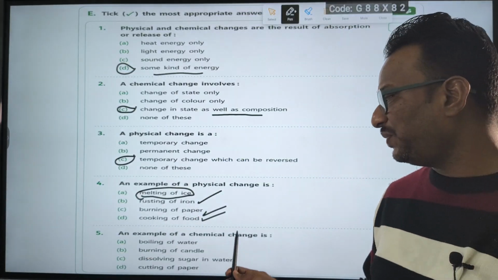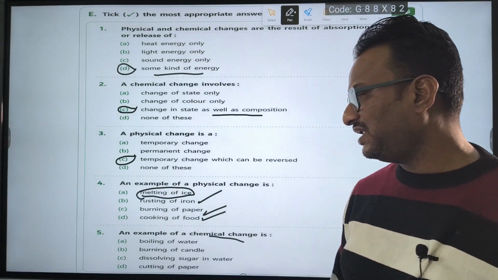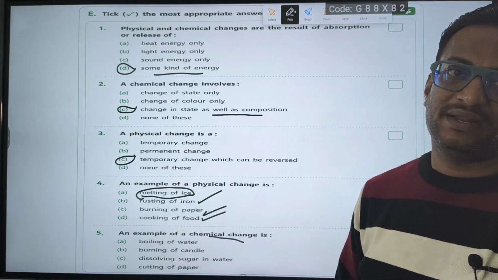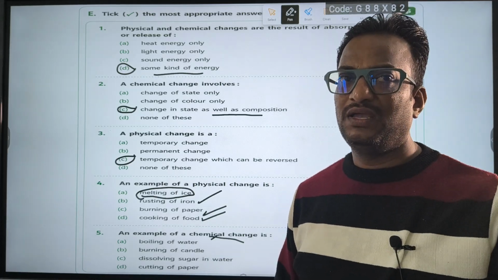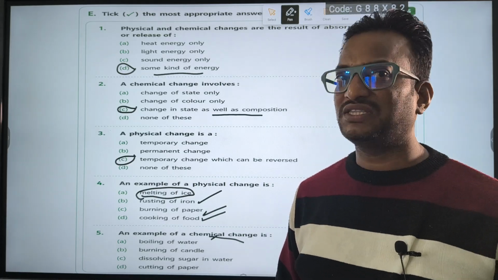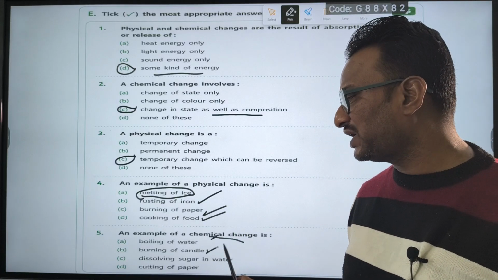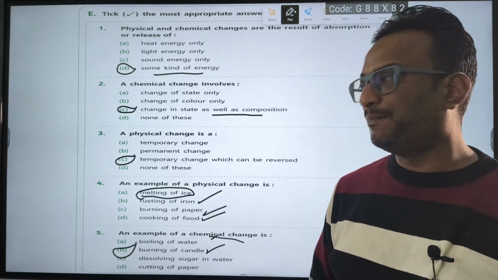Right, next one, example of chemical change: boiling of water, burning of candle, dissolving sugar in water, cutting of a paper. See, if you boil the water, it turns into vapor. If you condense it, you can get back the water. So it is a physical change. Burning of candle, once the candle is burnt, you cannot get back the candle. So the option is B.